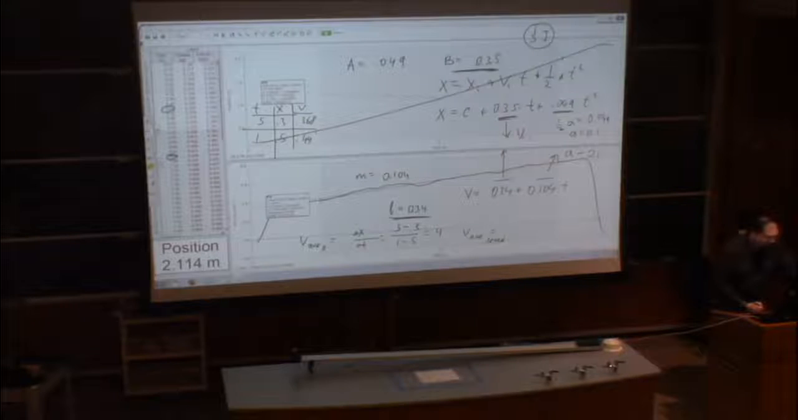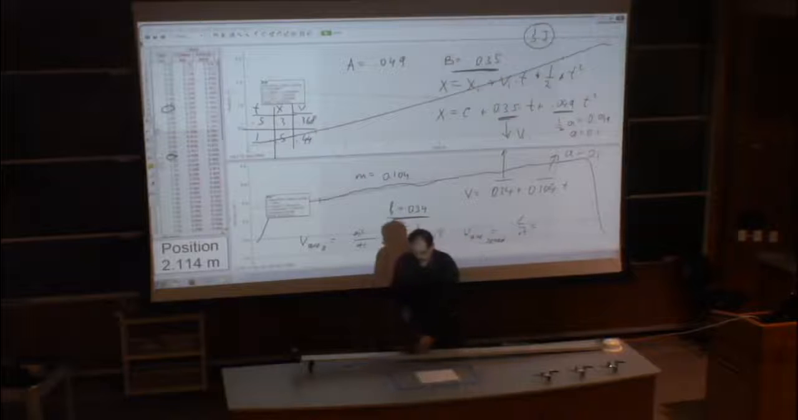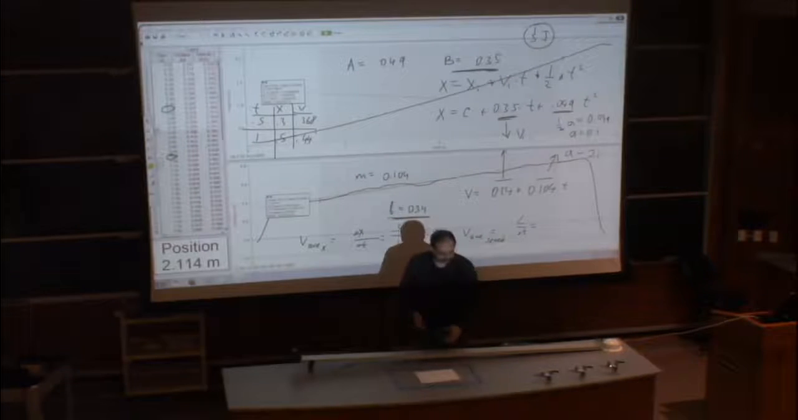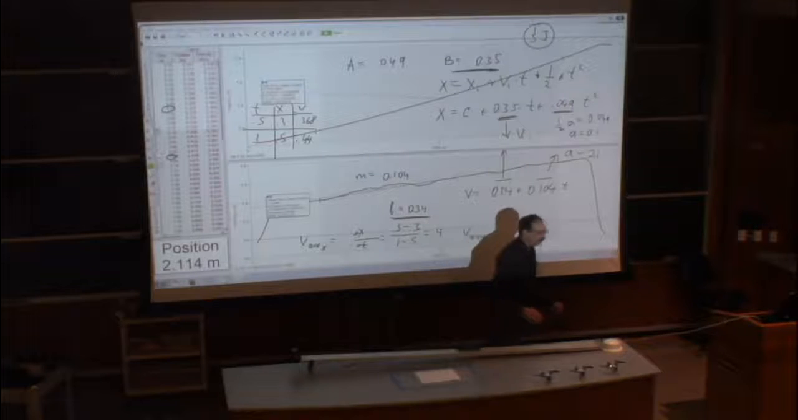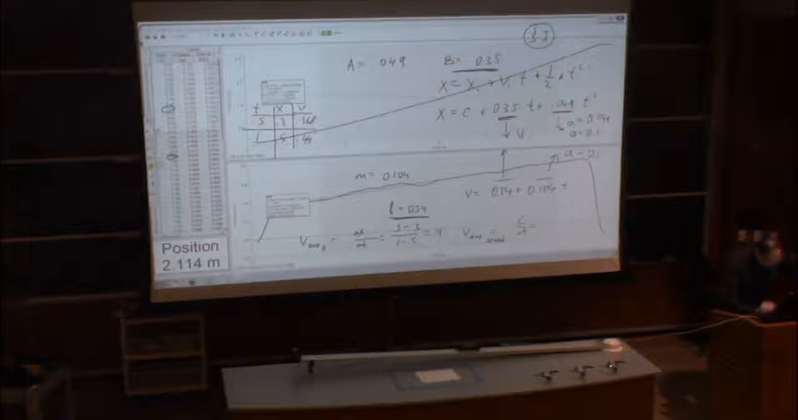And for the average speed, we need to calculate distance over time. But in this particular experiment, the displacement of this cart from here to here is equal to the distance traveled. So in this situation, there is no difference between average speed and average velocity, 0.4.